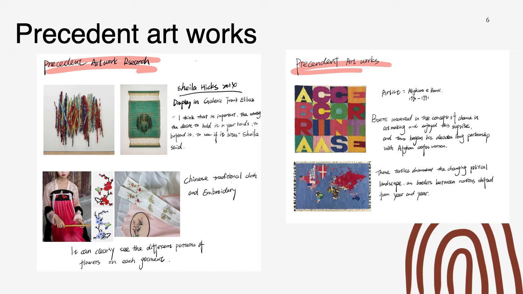This is my precedent artworks. I chose 3 types of embroidery artworks. These include traditional Chinese clothing and flower patterns.